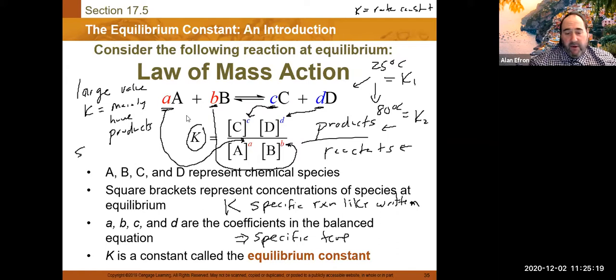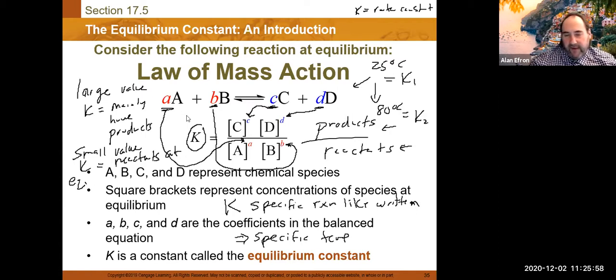If you have a small value of K, it tells us that we mainly have reactants at equilibrium. So when we reach equilibrium, we have mainly reactants. And again, the opposite way, a small number of products divided by a large number of reactants gives us a small number as well. So K tells us that if we have a large value, when we reach equilibrium, we should expect to mainly see products have been formed. If we have a small value of K, when we reach equilibrium, we should expect mainly reactants to be there.